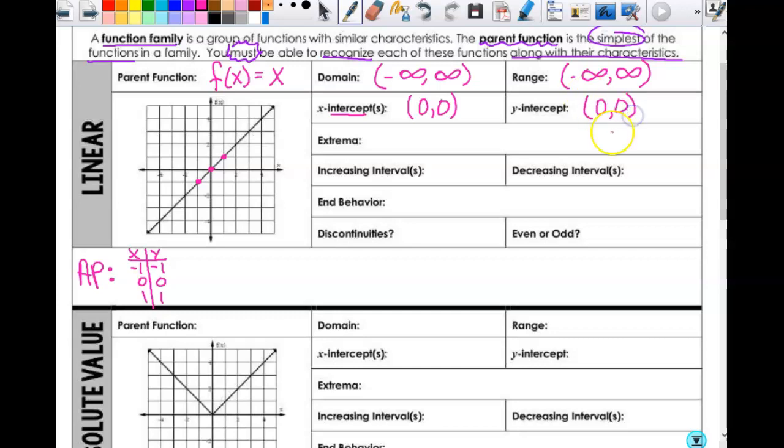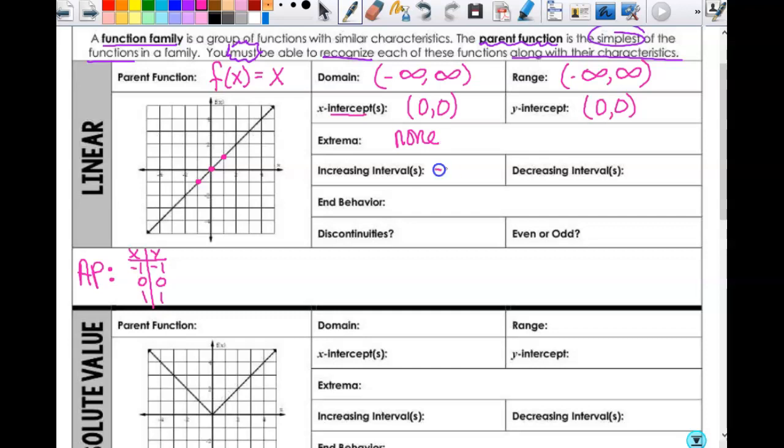Now, extrema, I meant to change that to critical points because if I have a point of inflection, which I don't here, but I want that included there too. So if you come across a point of inflection, it's not an extrema, but just write it in there with it. Do I have any extrema on this graph? No, I do not. So there's just none. What are my increasing intervals?